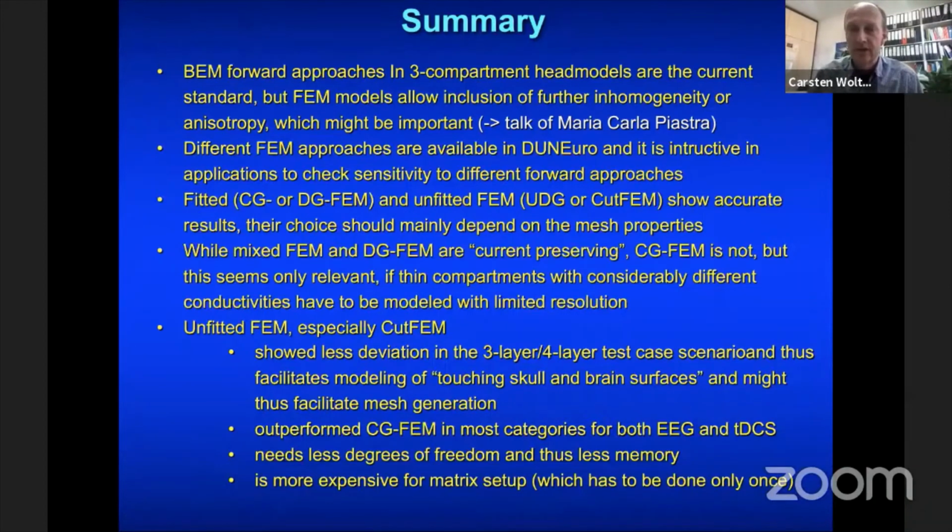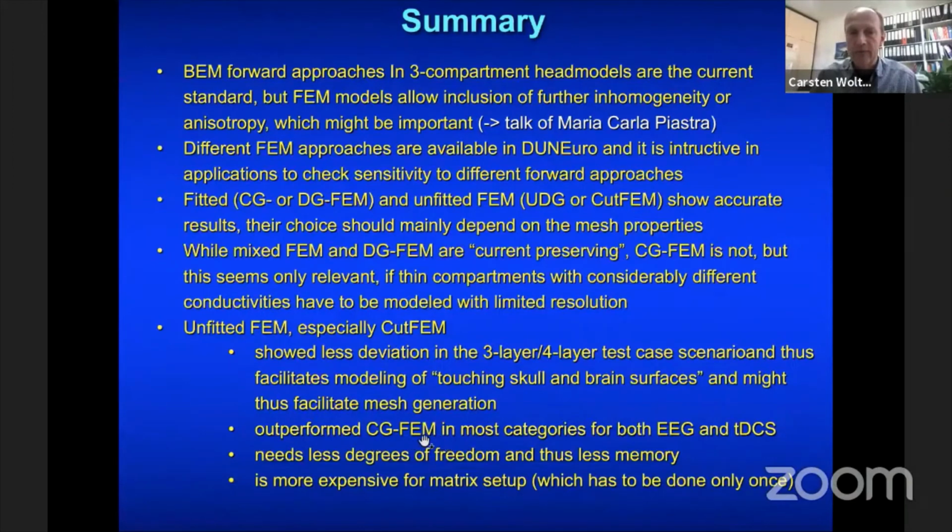And it is just facilitating the modeling of touching surfaces, which really happens if a subject is lying in the MRI. The inner skull and the brain surfaces are touching each other or lying on each other. So it might facilitate mesh generation and forward modeling of such situations.